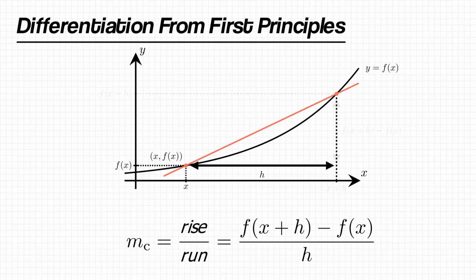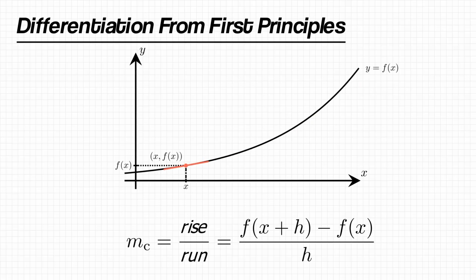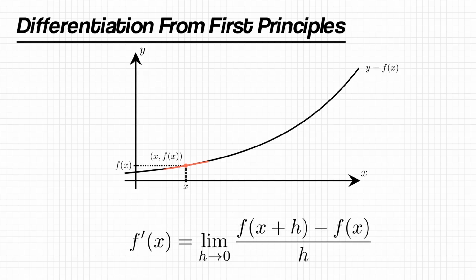Now notice, as we decrease the value of h and bring the points closer together, our chord becomes the tangent at our initial point. This process of decreasing h to 0 is called taking a limit, and it gives us a formula for the first derivative of a function.